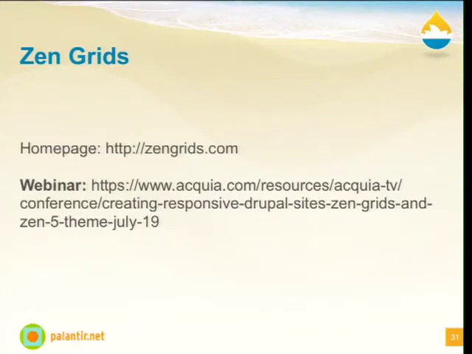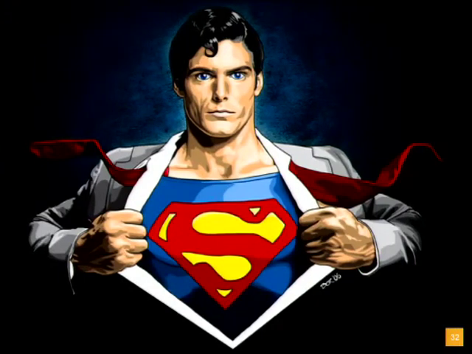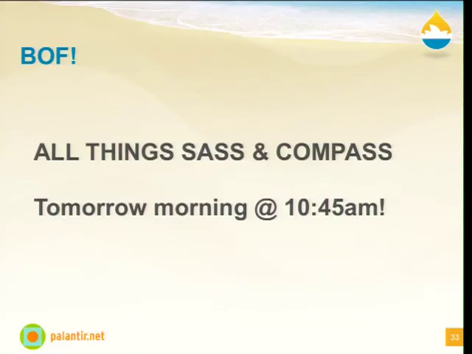Zen Grids is a library that I wrote that works with Compass, and it's for layouts, right? Zen Grids allows you to create a responsive, flexible layout. Compass and Zen Grids can turn you into Superman, right? You're starting to get the power of all these different things. I would love to talk for another hour, but there's a BoF tomorrow where we can continue talking about this stuff.